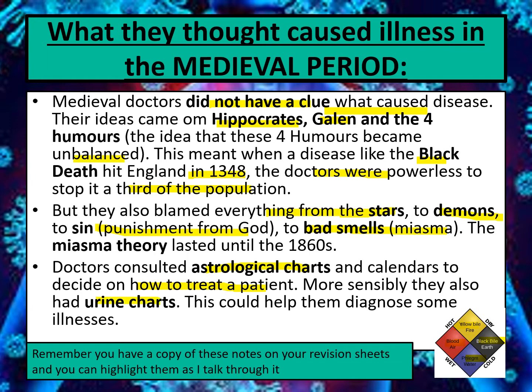This would help them diagnose some illnesses by looking at the urine and occasionally tasting it as well. So remember, these are the key points that you need to know about what people believed caused illness in the medieval period. If you've got your revision sheets with you, you might want to highlight those key points now, or if you're doing that A3 summary sheet of the 4 time periods, you might want to make a couple of notes about this first little section of the medieval period.